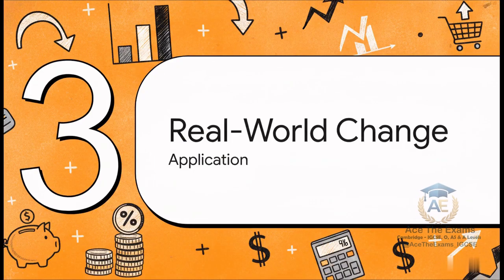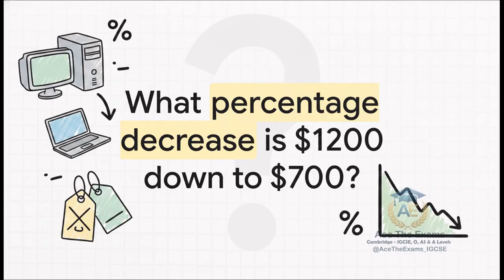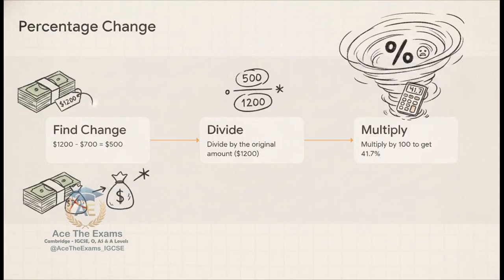All right, section 3, real-world percentage change. This is where we step out of the abstract and actually apply it. We're talking profit, loss, and calculating value shifts, which the exam boards absolutely love to test you on. Picture this classic scenario. We all know how fast tech depreciates, right? So if the value of a computer drops from $1,200 down to $700 in a single year, what exactly is the percentage decrease? Let's run the formula.